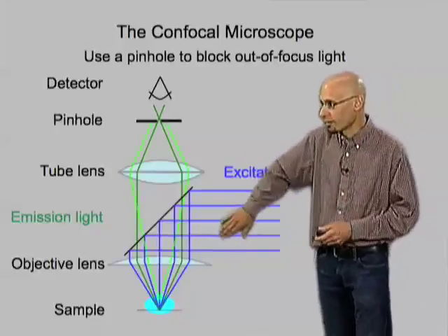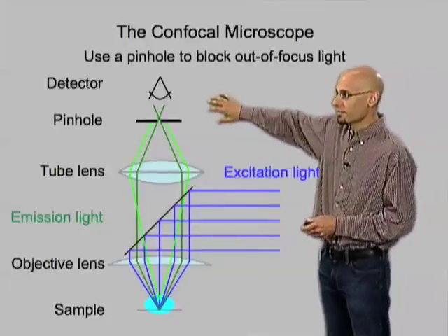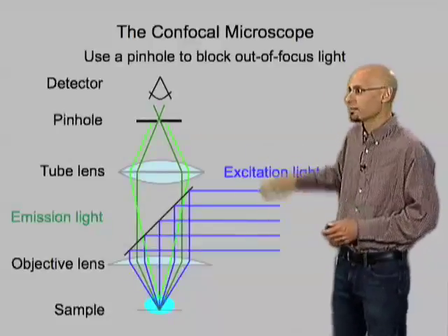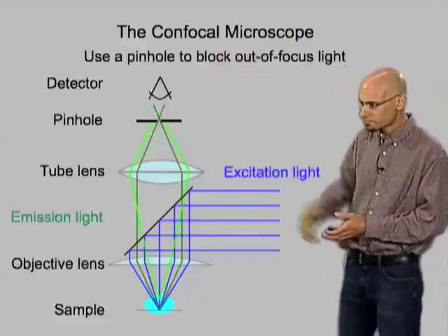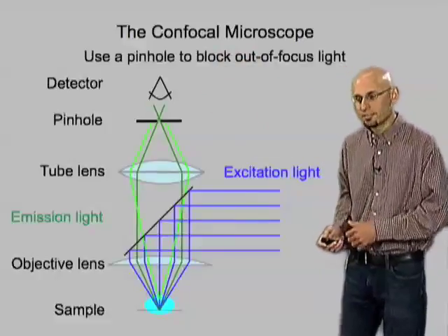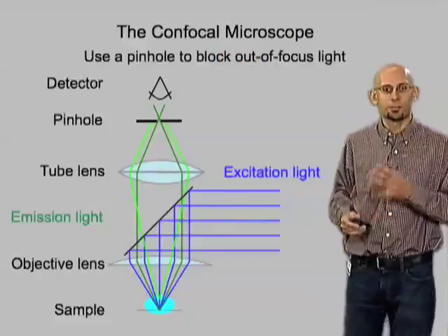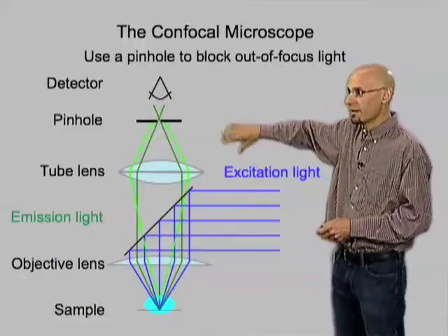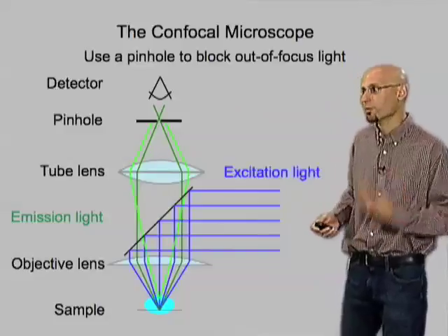So for our light coming from the top of the sample, you can see this light isn't focused at the pinhole, and so it hits the sides of the pinhole and is blocked and doesn't make it to our detector up here. This is the idea of confocal microscopy. It's called confocal because the pinhole here is in the same focal plane as the sample, so it's confocal with the sample.